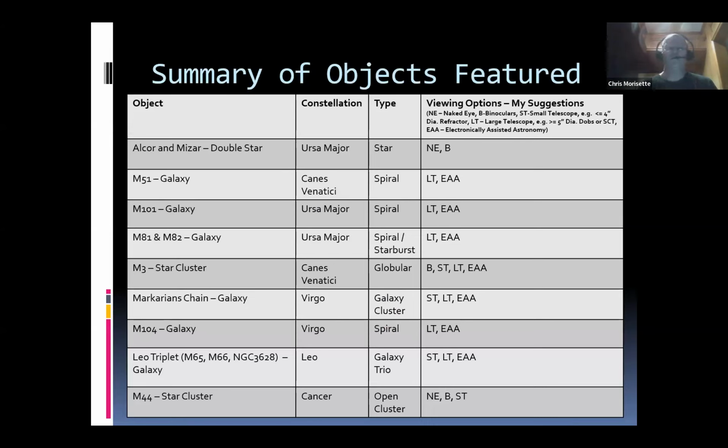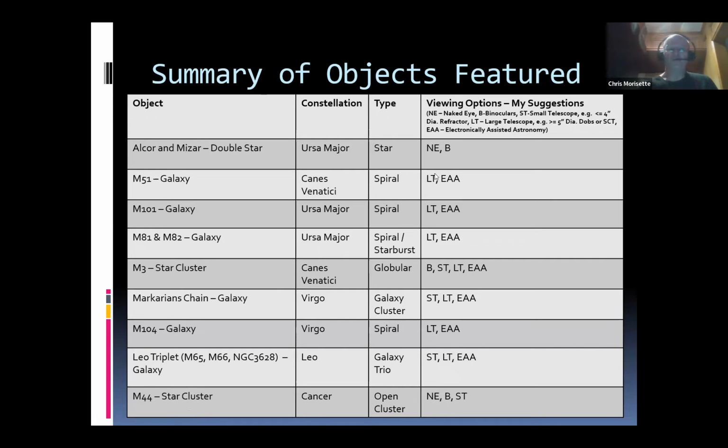So here you see a summary of the objects that we've looked at in our sky tour. I like to put this table together at the end so that you can use this as your target list. Obviously, you're not limited to this, but this will give you some ideas on objects to go out and look at. Over here in the right hand column, I have viewing options, what kind of equipment you would need, or you can do it naked eye, binocular, so on and so forth.